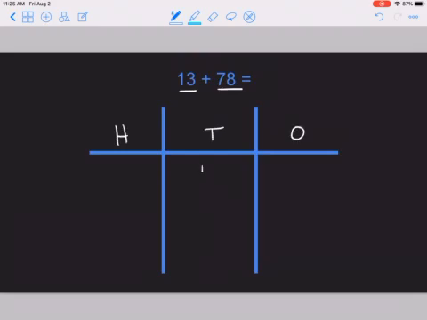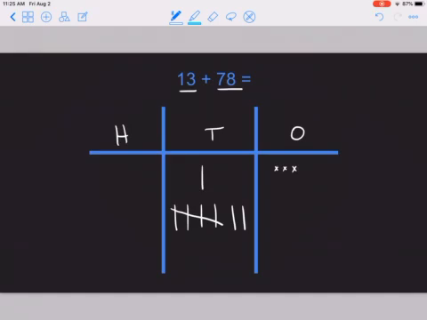Let's build 13. 13 has 1 ten and 3 ones. 78 has 7 tens. 1, 2, 3, 4, 5, 6, 7. If you wanted to cross this to make 5, you totally could. 5, 6, 7.